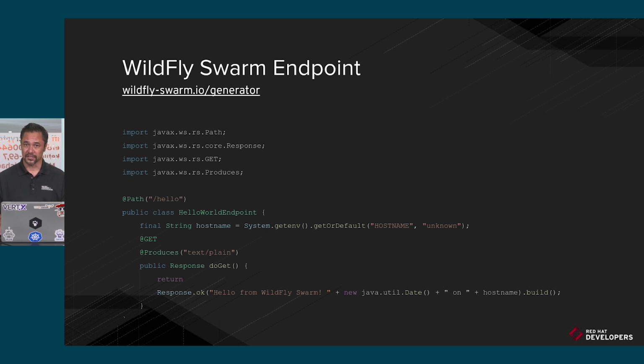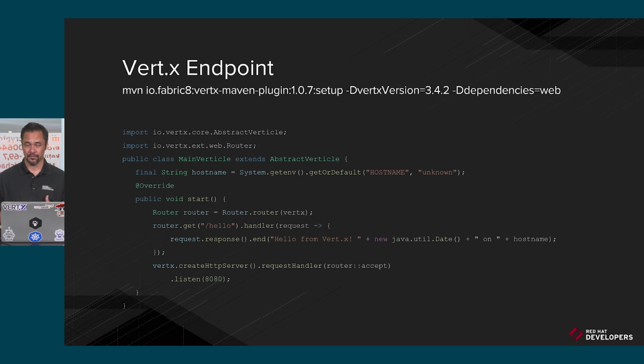Here's what Wildfly Swarm looks like. You have a couple more import statements, but you can see that the endpoint here specifically runs, and this is all you need, just that amount of code. It's really not that hard. And here's the Vert.x endpoint. You'll notice the Vert.x endpoint is different from the former two. The other two look very much alike. The only difference is in the annotations.